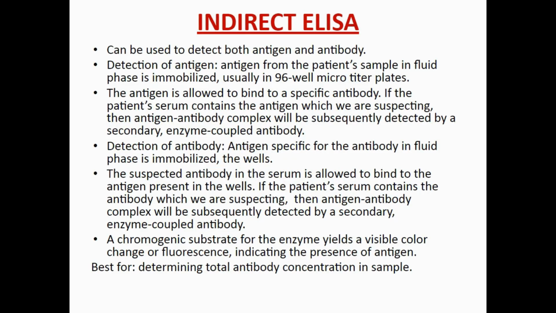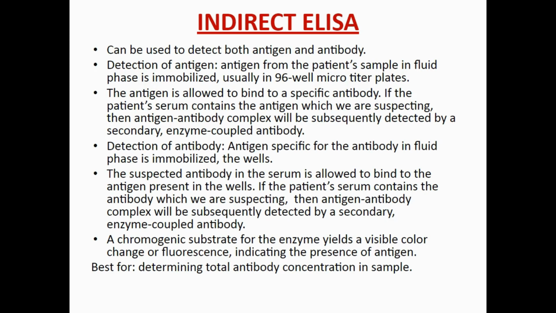So now the indirect ELISA. This type of ELISA can be used to detect both antigen and antibody. So indirect ELISA can be done in two ways. Either you are detecting the antigen or you are detecting the antibody.